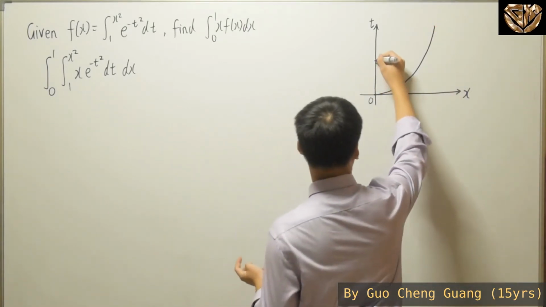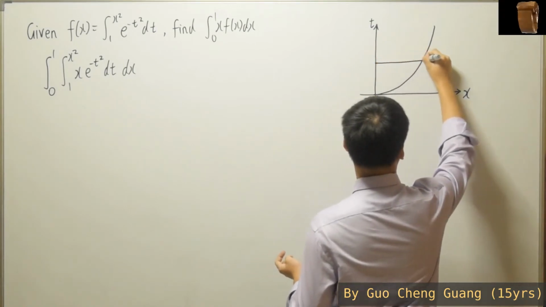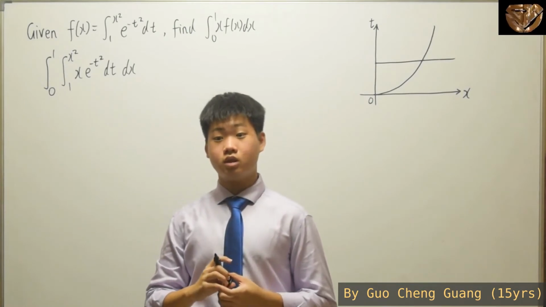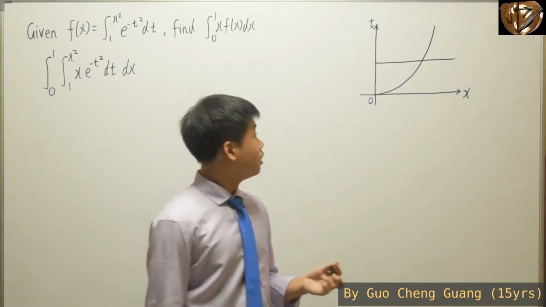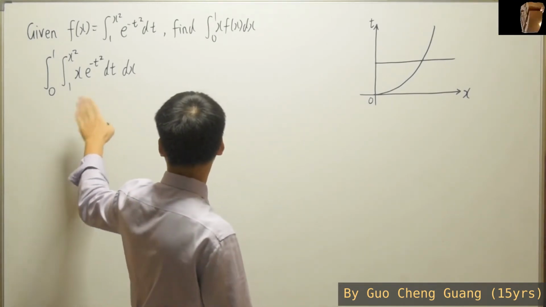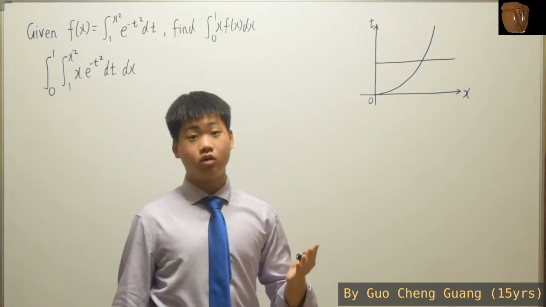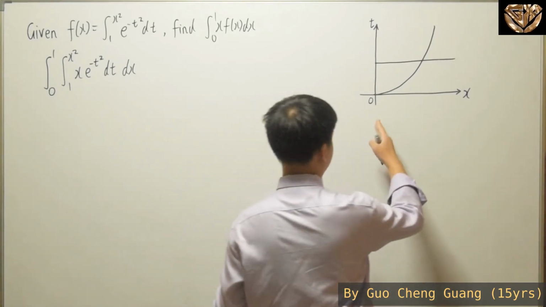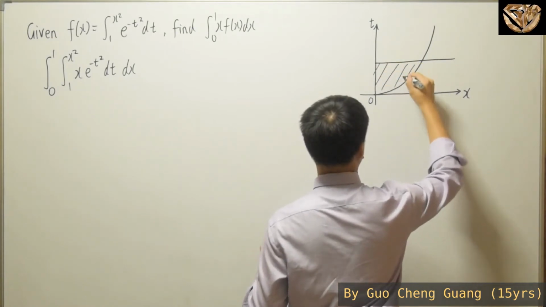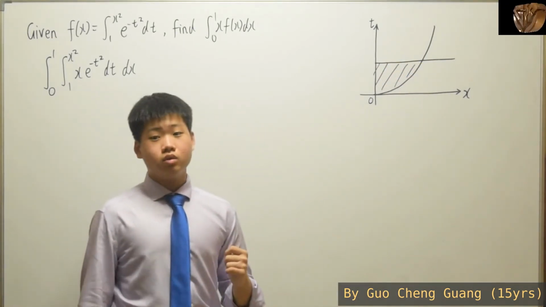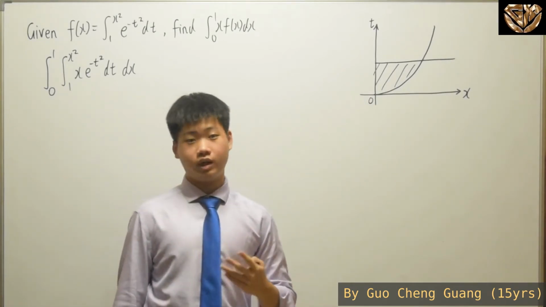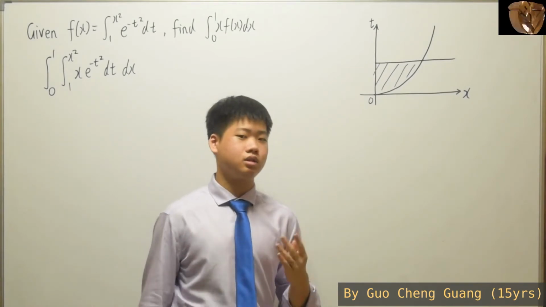And how about t is equal to 1? Right, t is equal to 1 and t is equal to x squared. So when you have these two and you take a look at x from 0 to 1, that would mean it is this region over here. But what is so special? Is there anything you find that is not very right?